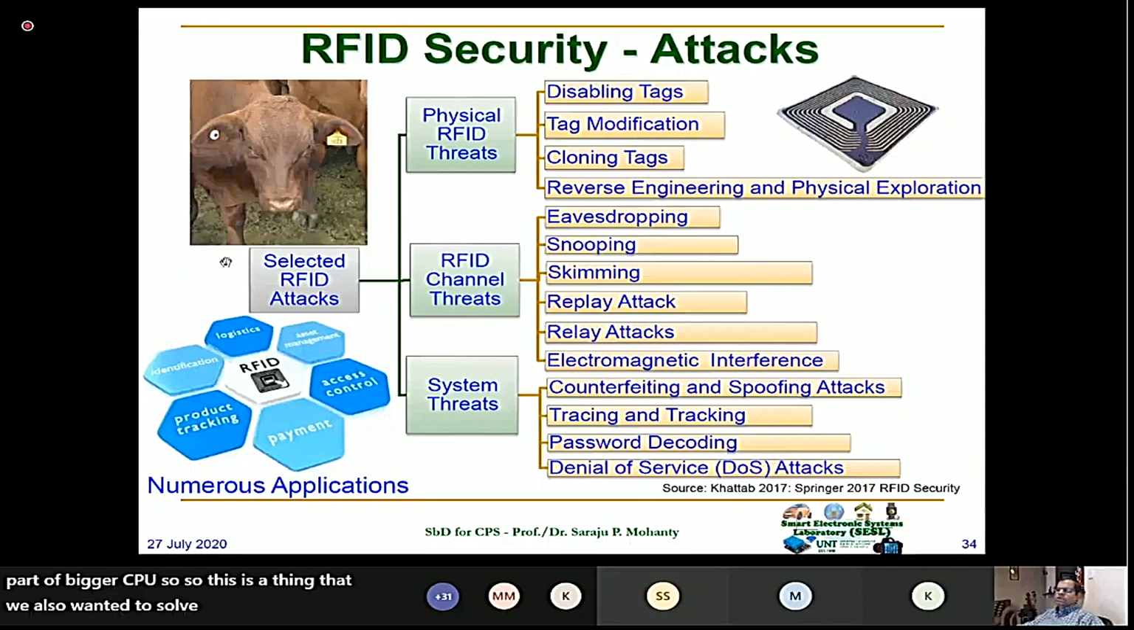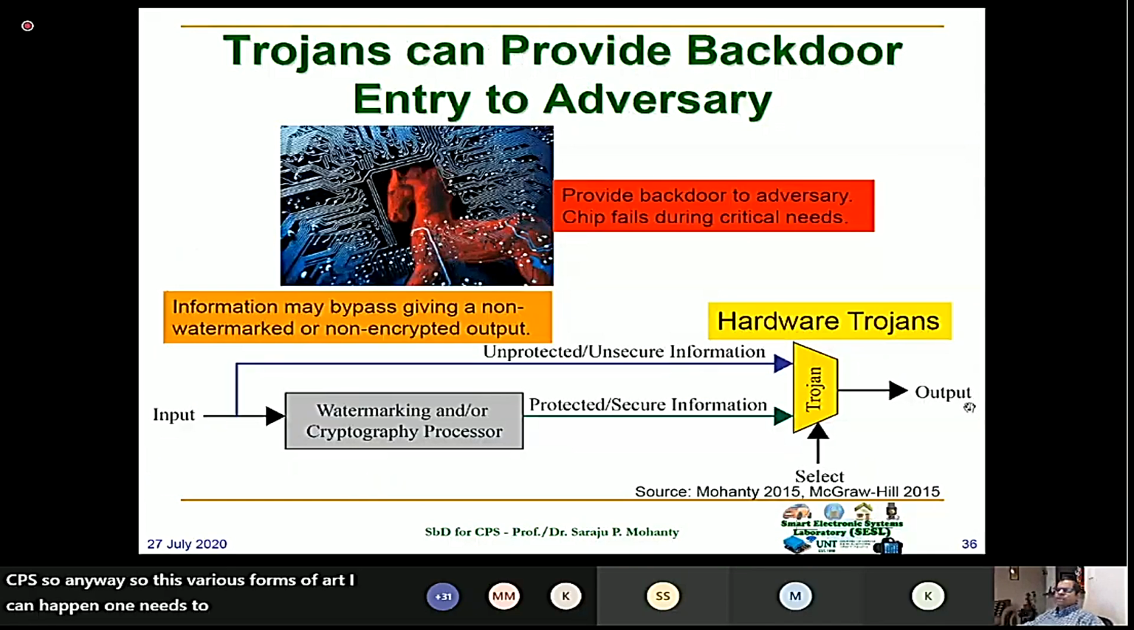There are some solutions, of course. Then RFID. RFID again is a small entity, but it is used extensively for many different applications in CPS, for example in transportation CPS, logistics, industrial IoT, and so on. All of these, NFC and RFID, can be used, and they can face serious attacks, and one needs to solve those as well. For example, here we have shown RFID can be used for logistics, asset management, access control, payment, and so on. These are part of CPS. So various forms of attack can happen, and one needs to solve these as well.